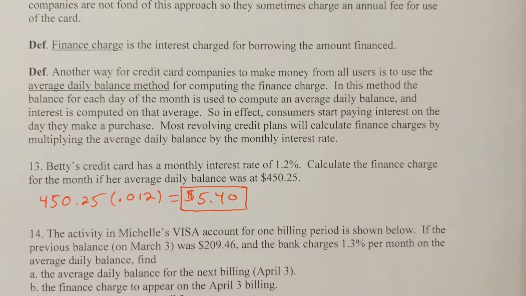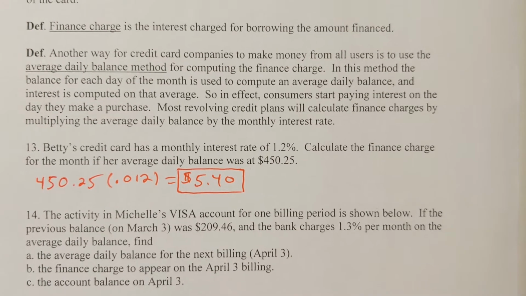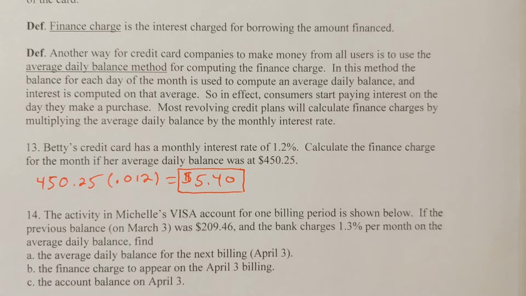Another definition: another way for credit card companies to make money from all the users is to use the average daily balance method for computing the finance charge. In this method, the balance for each day of the month is used to compute an average daily balance, and interest is computed on that average. So, in effect, consumers start paying interest on the day that they make a purchase. Most revolving credit plans will calculate finance charges by multiplying the average daily balance by the monthly interest rate.